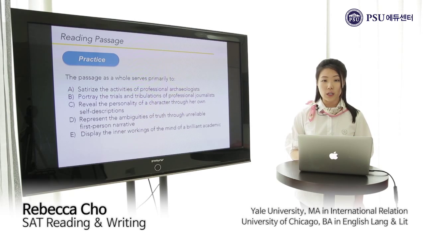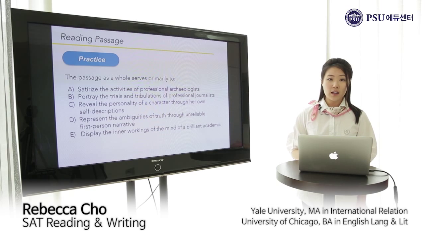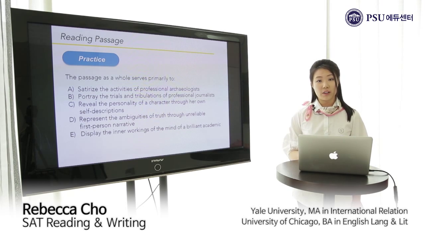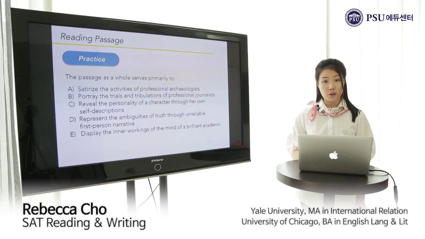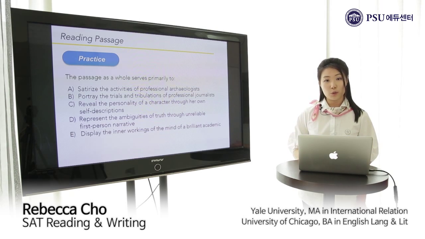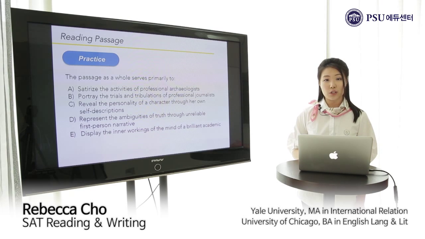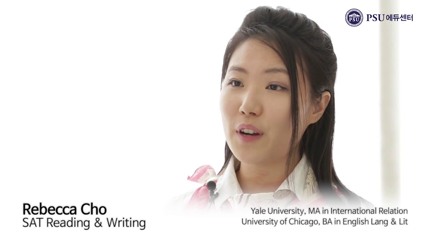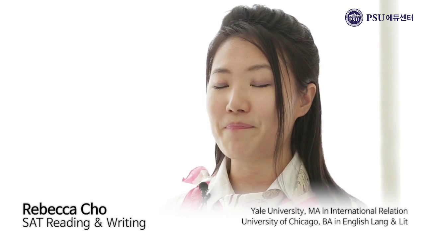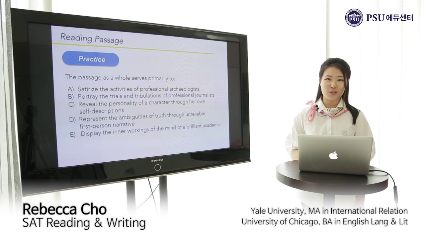E, display the inner workings of the mind of a brilliant academic. As I mentioned before, she does not portray herself as a brilliant academic, nor do those around her see her as such. Rather, she sees herself as a very hands-on person, who doesn't write so much for academic journals, but tries to do what she's passionate about, and that's the tone of this passage.